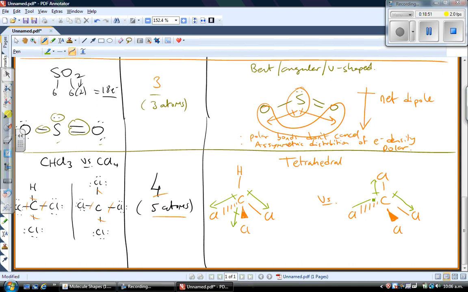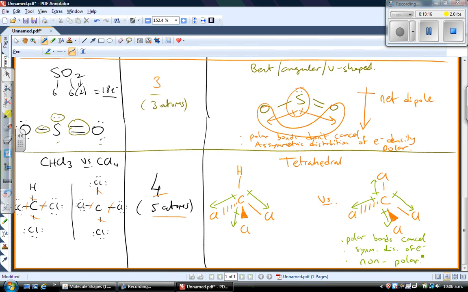So in the CCl4 situation, you have 4 polar bonds. Now these polar bonds are pulling in opposite directions, so the polar bonds cancel. They cancel each other. And as a result, you have a symmetric distribution of electrons, electron density, as before, and as a result, the molecule is nonpolar.